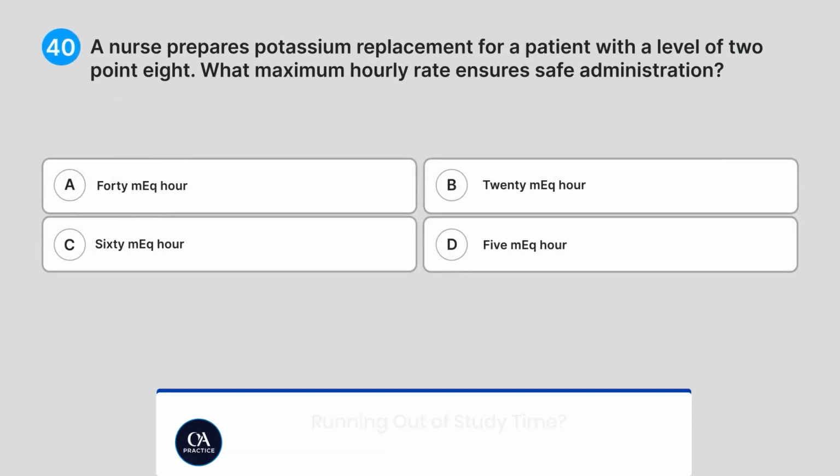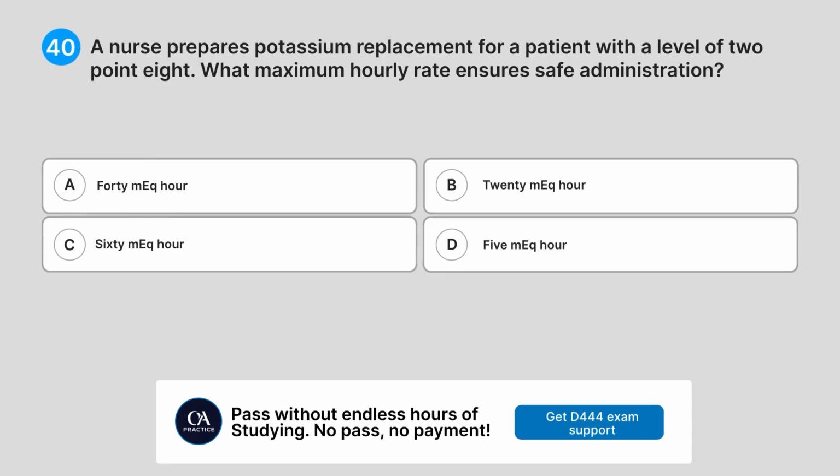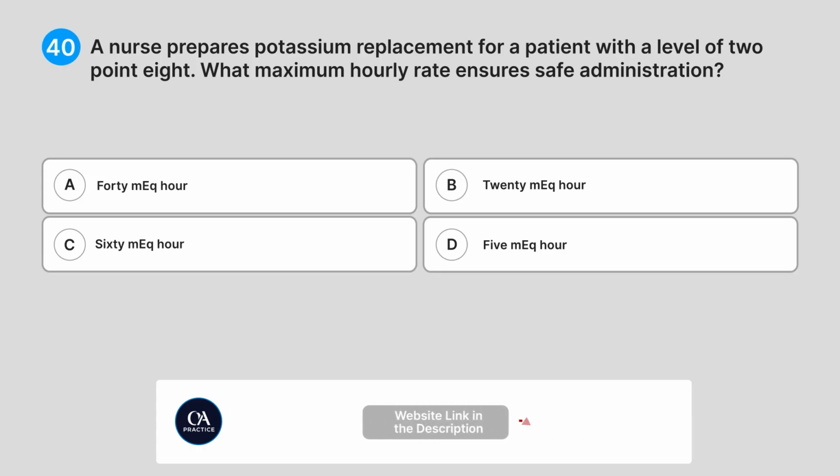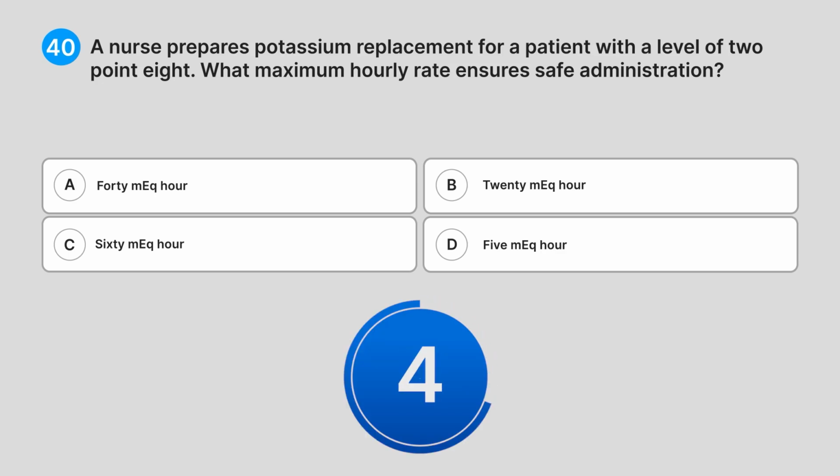40. A nurse prepares potassium replacement for a patient with a level of 2.8. What maximum hourly rate ensures safe administration? A. 40 mEq/hour. B. 20 mEq/hour. C. 60 mEq/hour. D. 5 mEq/hour. Do you know the answer?